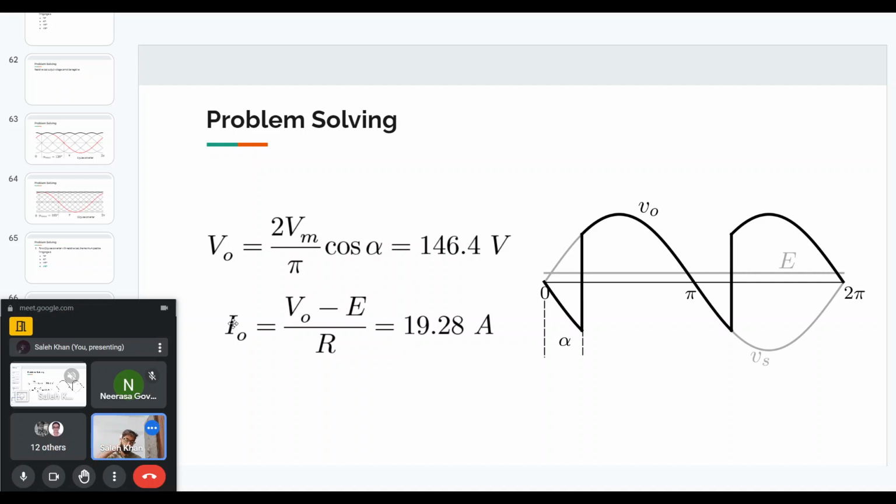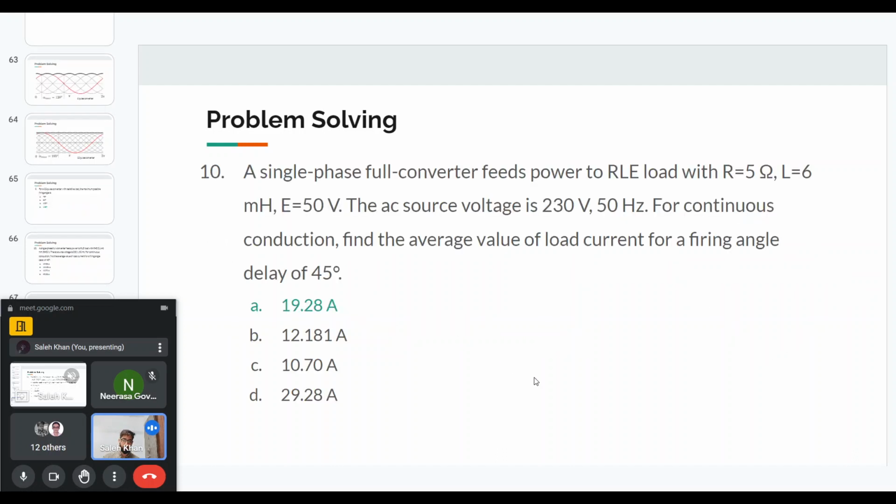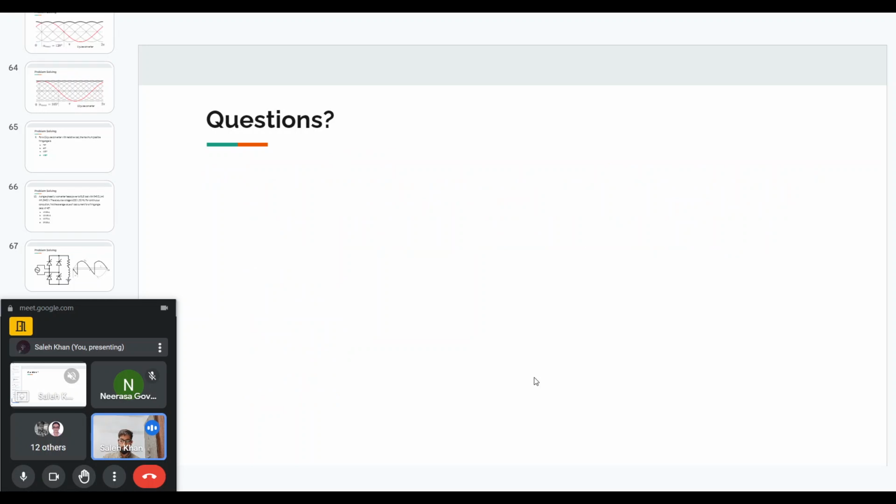Then to get the average load current, it will just be V output average minus E, divided by R, because again the inductor will not have any impedance to the DC portion. The average output current is thus 19.28 amperes. So the answer to this question is A, 19.28. This concludes all the problems that we had. If you have any questions regarding any of the problems or any of the concepts, you're welcome to ask.